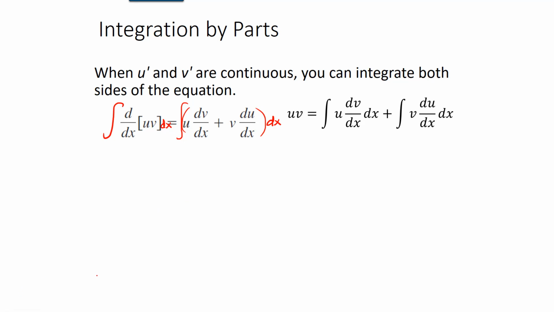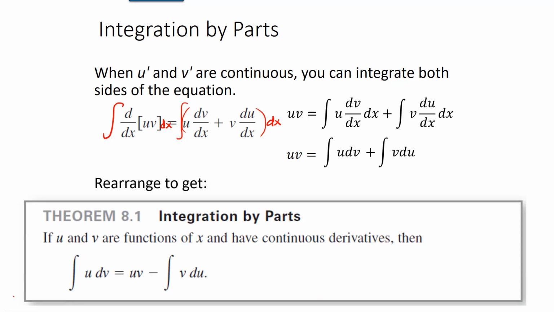On the right, we have the integral of u dv/dx with respect to x plus the integral of v du/dx with respect to x. Or in other words, u times v is the integral of u dv plus the integral of v du. All we have to do is rearrange that to get this theorem that we call integration by parts. We have the integral of u dv equals u times v minus the integral of v du.